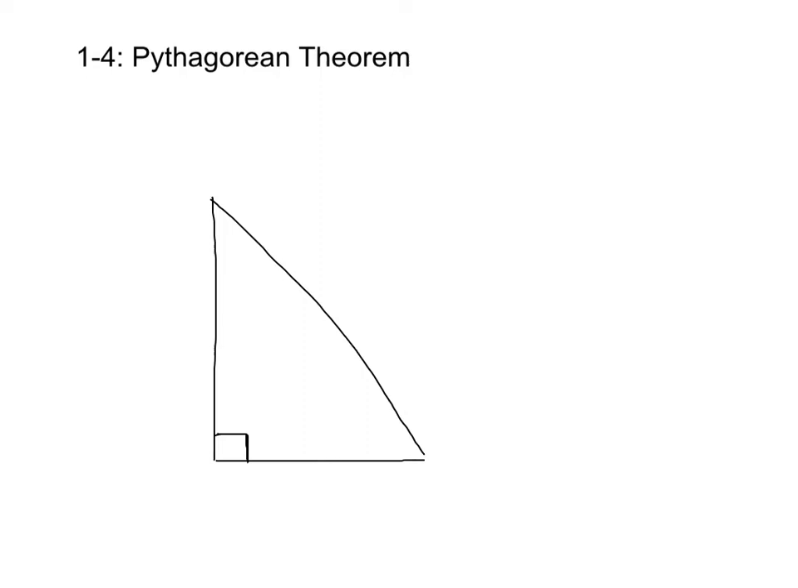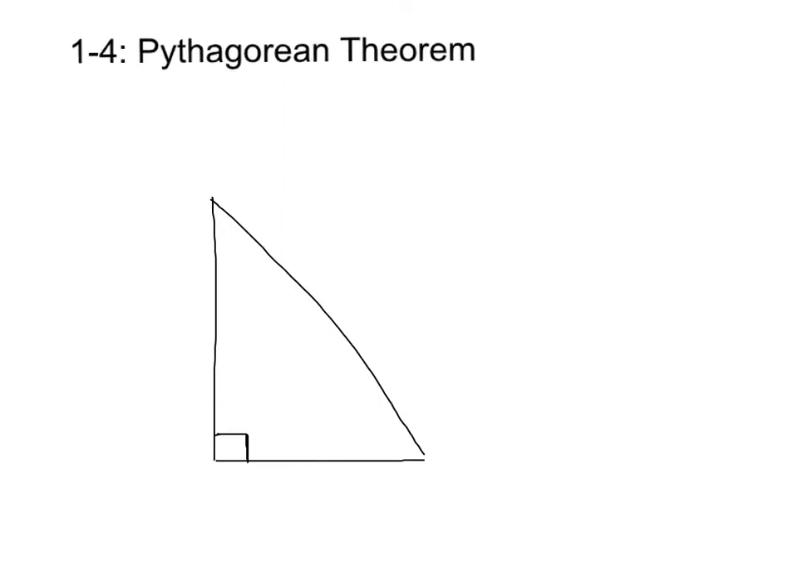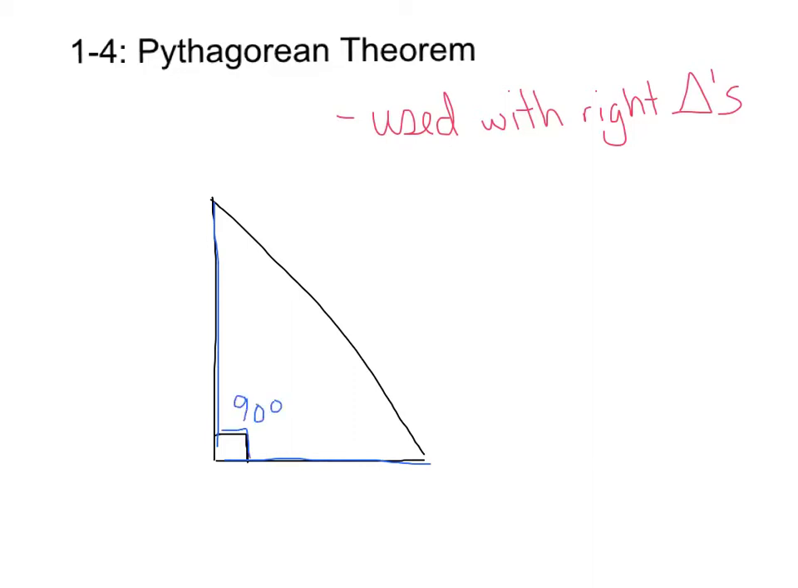In this video, we're going to take a look at a theorem called the Pythagorean Theorem. The Pythagorean Theorem applies only to right triangles. And when I'm saying right triangles, I'm talking about a triangle where two sides, what are called legs, meet at a right angle, an angle of 90 degrees.